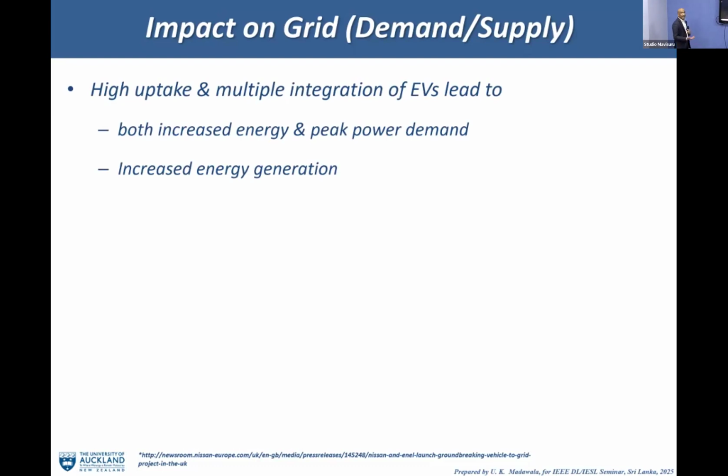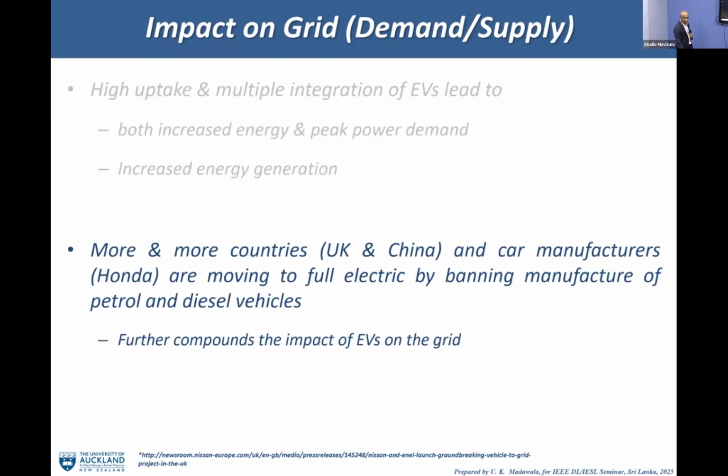And then, of course, there is the increased energy. We need this electrical energy to come from somewhere. We have to generate more. Where does it come from? The other point is that more and more countries, especially the UK and China, and car manufacturers like Honda, are moving to full electric by banning the sale of all petrol and diesel vehicles. This further compounds the impact of electric vehicles on the grid. So it's a big problem.